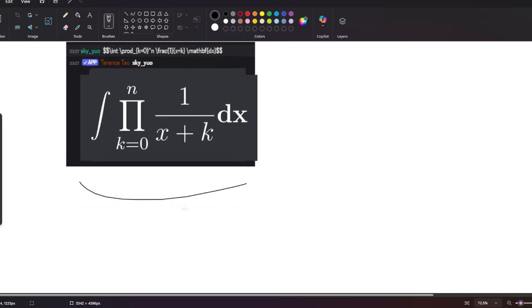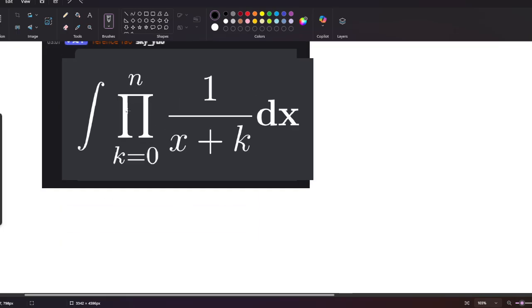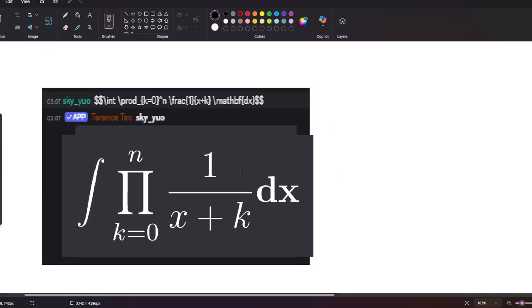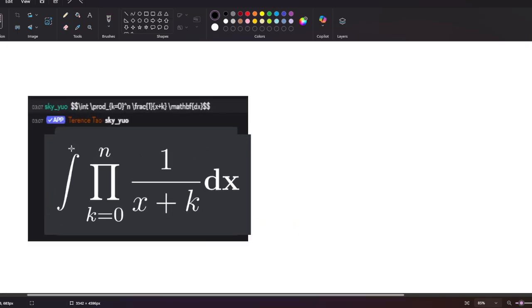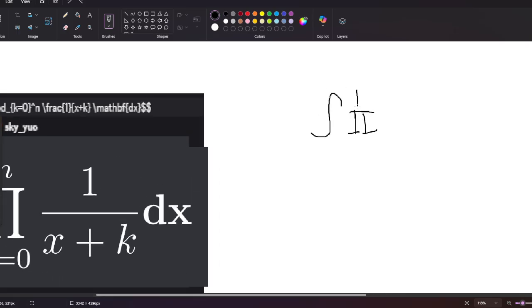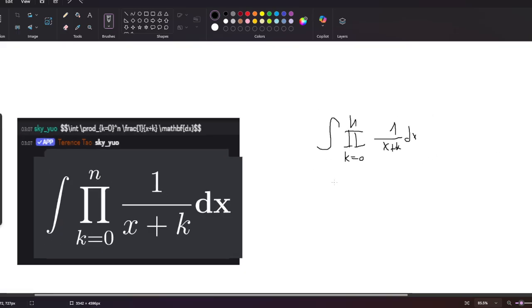Integral of this product. My idea initially was to try to do it recursively, but that didn't bring me anywhere. What I ended up doing is using partial fractions. So let's rewrite this with my own pen. We have this product, k equals 0 to n, of 1 over x plus k, dx. If we look at the first few n, you can observe that all of that is just a sum of different logarithms after you do partial fractions.